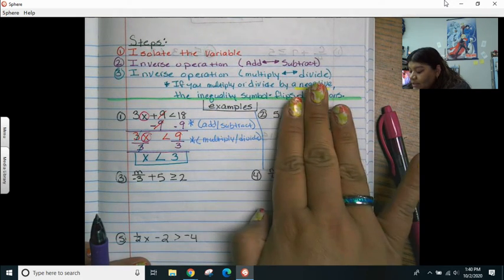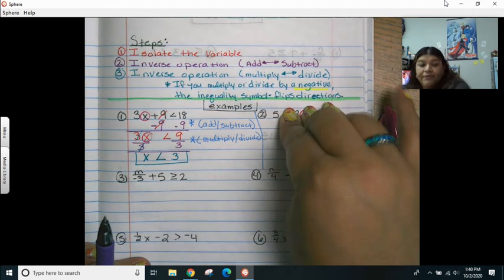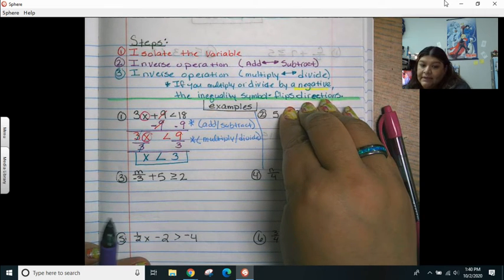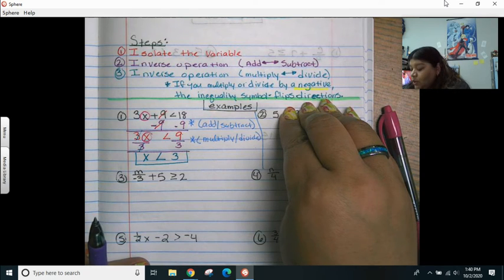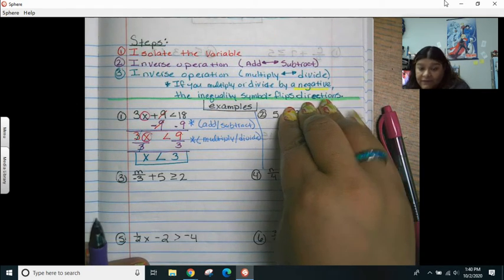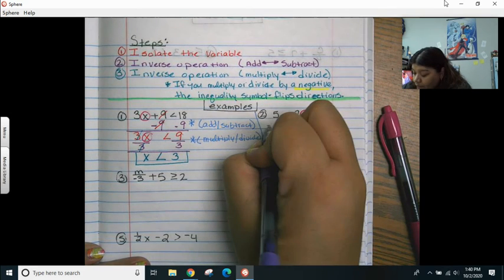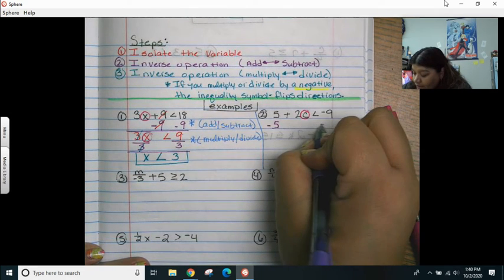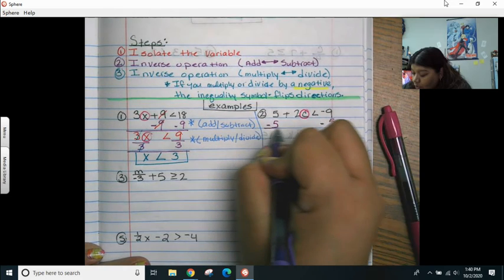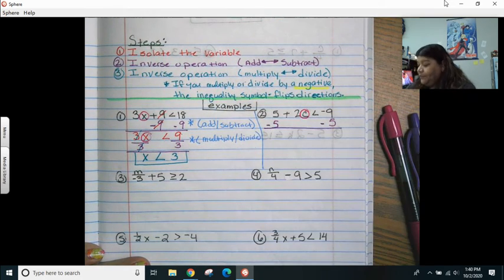So I'm going to pretend this is gone, and that's a 5, okay? That's a 5, a positive 5. So how can I get rid of a positive 5? How can I cancel out a positive 5? By putting a -5. Okay? -5 to both sides. Okay?